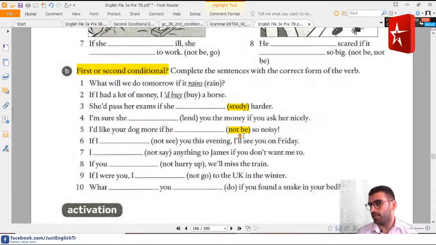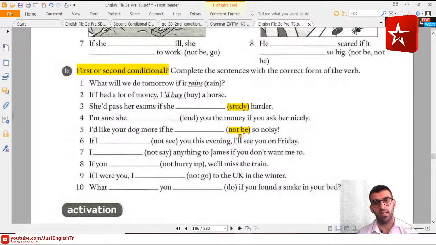Okay, number 9 and number 10. If I were you, okay, number 9, what should we write for number 9? If I were you, I blah blah blah to the UK, United Kingdom in the winter. Alright, if I were you, I wouldn't go to the United Kingdom in the winter because it would be too cold or too rainy. Yes, guys, it is a second conditional sentence because after if we used were, past simple. If I were you, I wouldn't go to the United Kingdom in the winter.